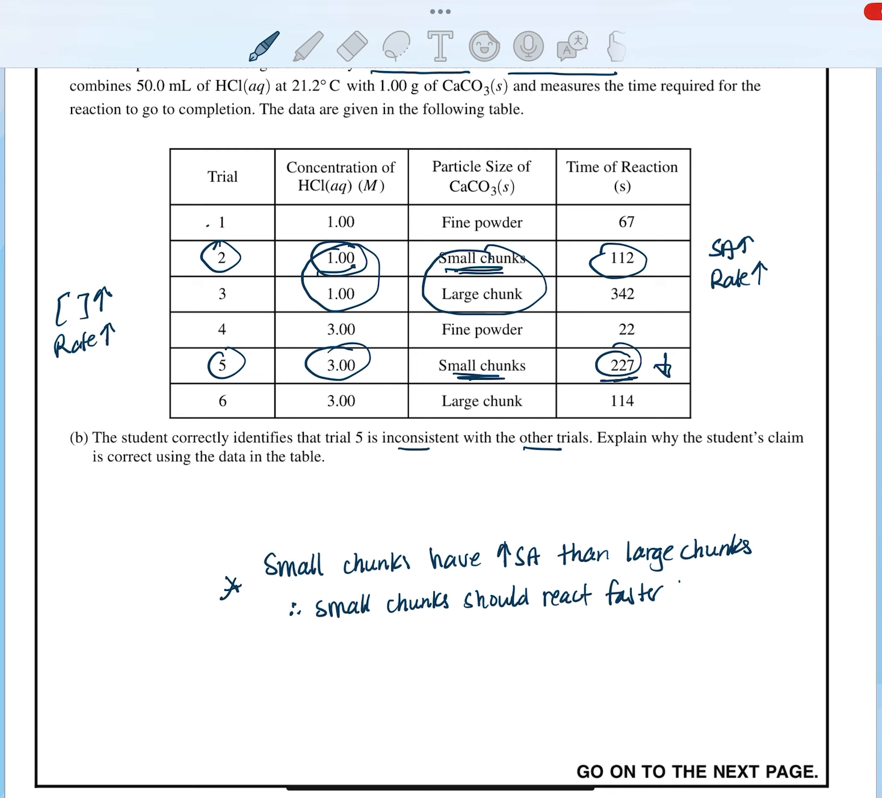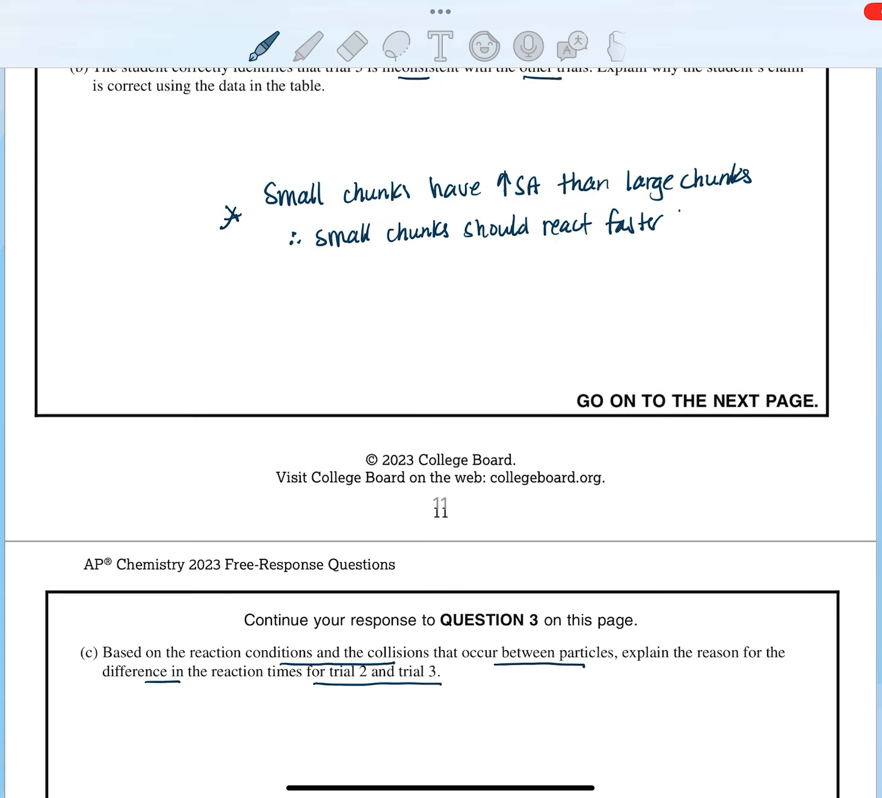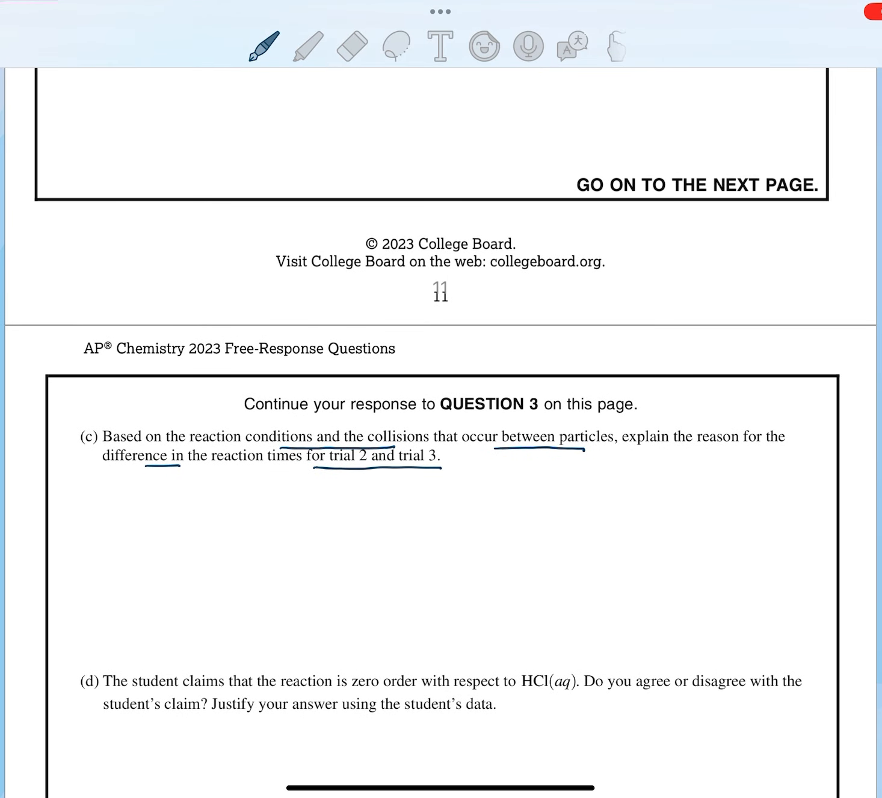So what you have to say for this, and again, we look at it, is that it takes longer for the large chunk to dissolve or to react with HCl. So we have to just talk about the fact that surface area is the factor at play, right? So let's go down here and we're going to say that trial 2 is the small chunks. If you forget, we'll make a little note. This is the small chunks, and then this one was the large chunks.